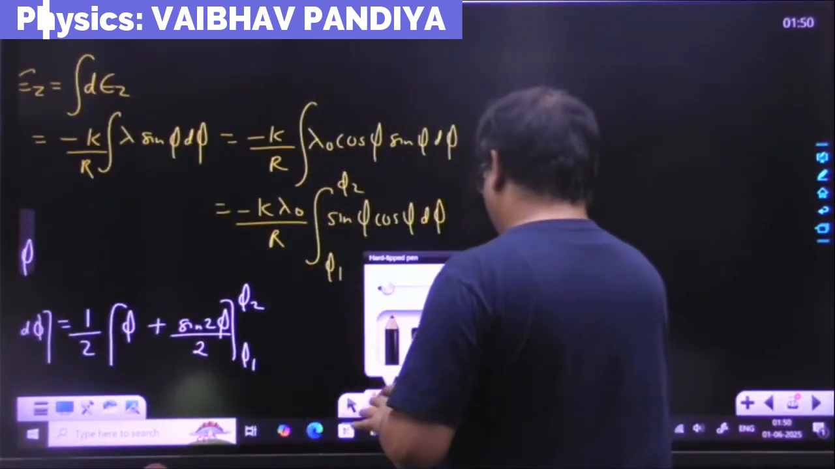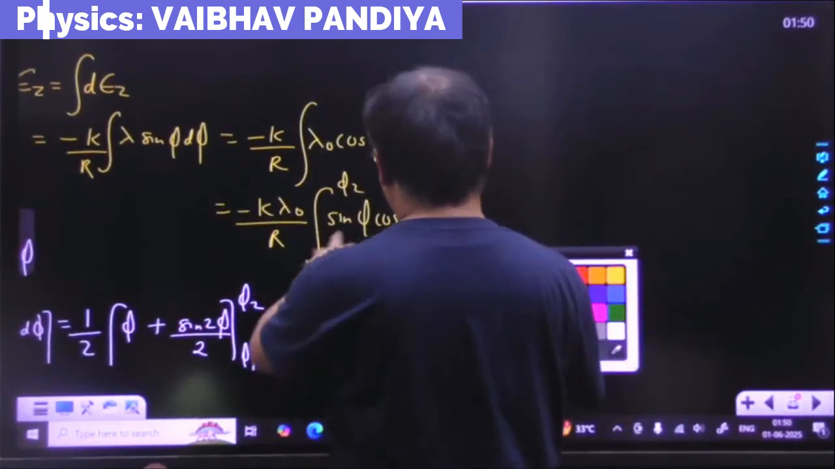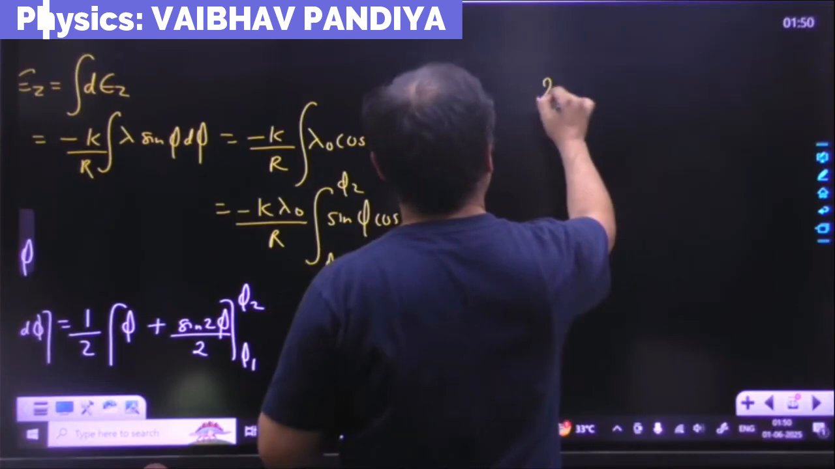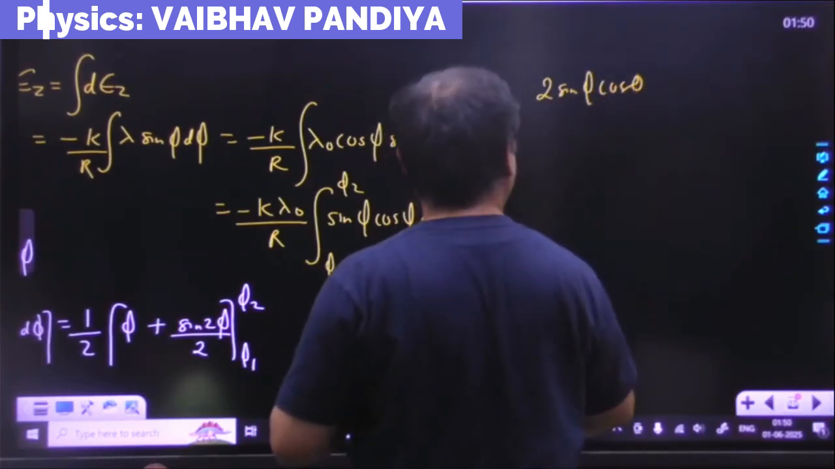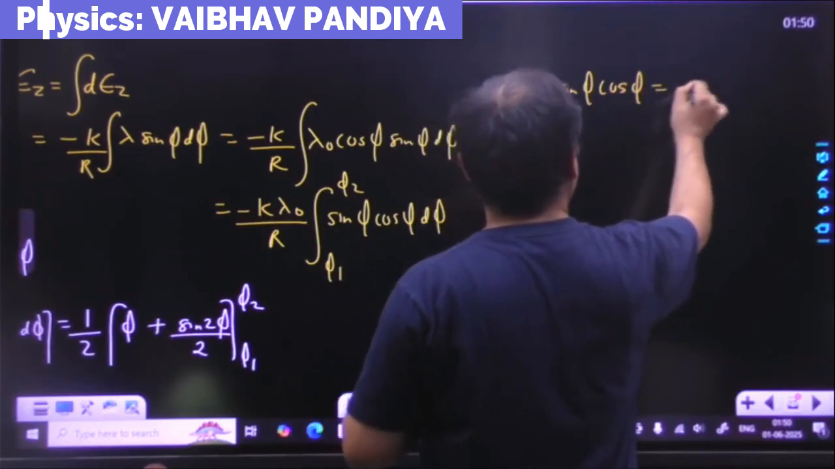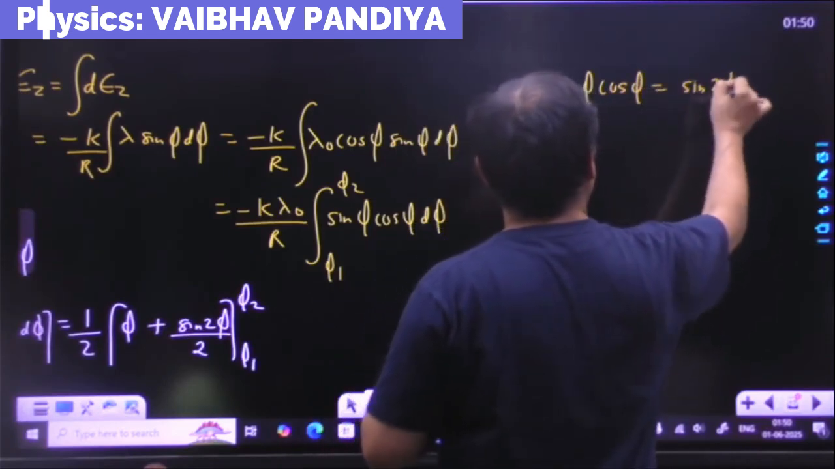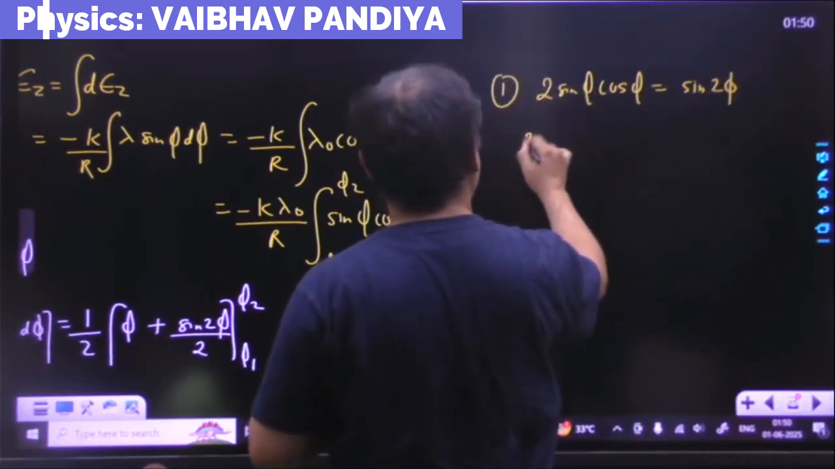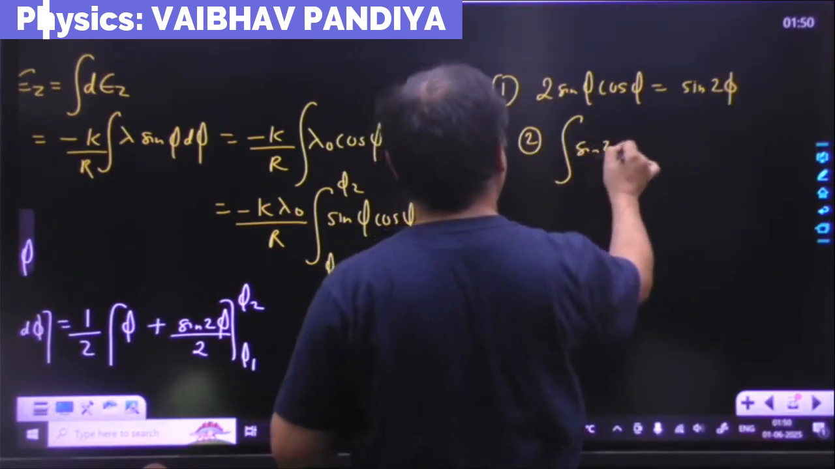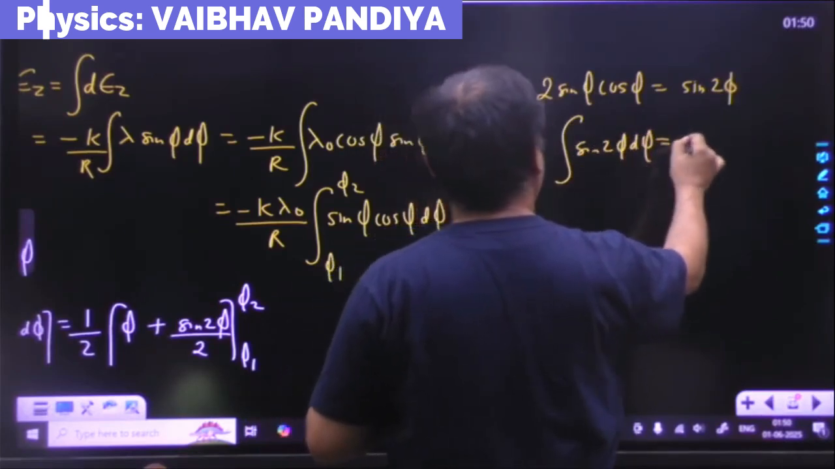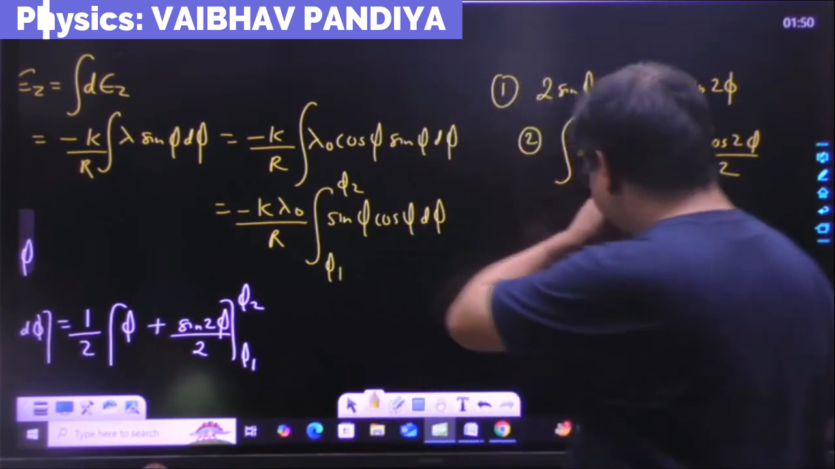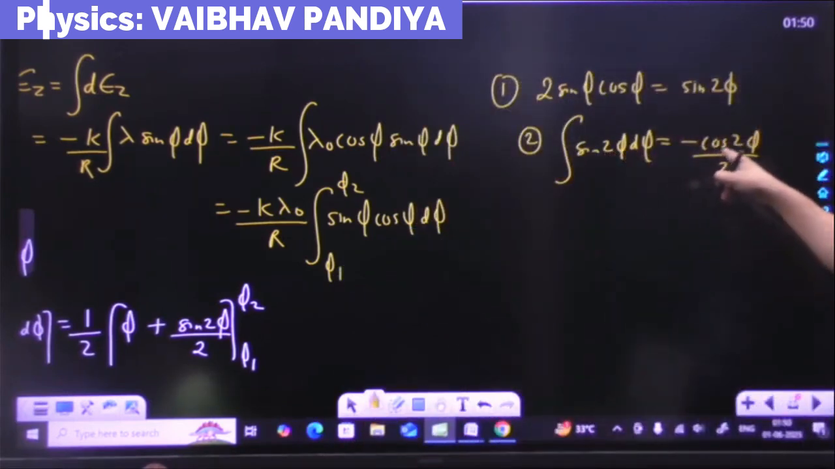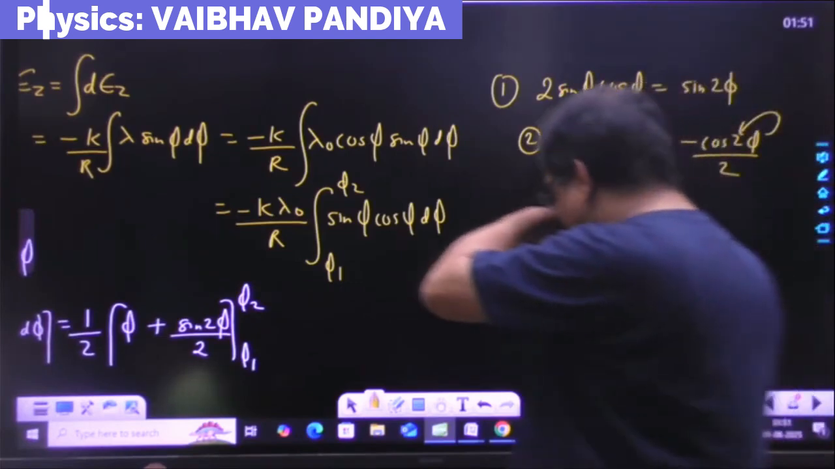One is the theorem of function with its derivative, and one is what we can convert. We know 2 sine phi cos phi is sine 2 phi. That is the first property. Second property, we know the integral of sine 2 phi d phi is minus cos of 2 phi divided by 2. That is a basic integral. Sine 2 phi will have an integral minus cos 2 phi. Now we have to further divide by the coefficient of phi, that is 2.